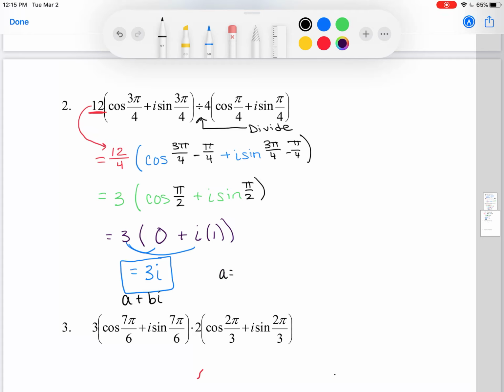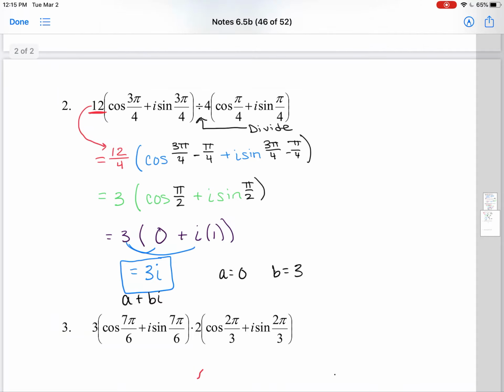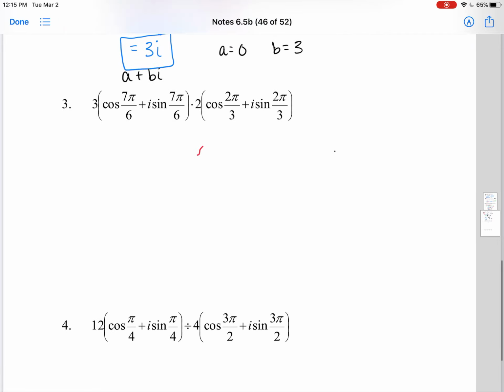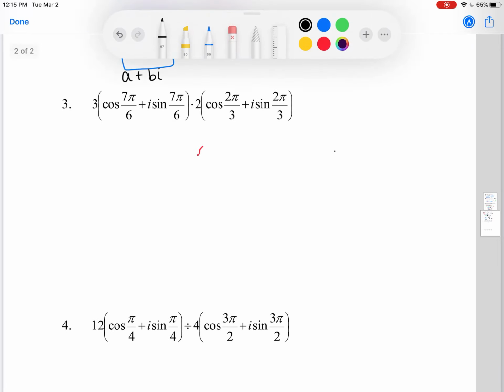This is still in a plus bi form. Just as a refresher, my a technically for this one is 0, while my b would be a positive 3. So if you were wondering if that is in complex form, it is indeed, and you are good to go. If you would like to pause the video and get going on these questions, you may do so. Give yourself some time, see how you do, and then come back to the video. We only have 2 questions left, so see if you can work these ones out.